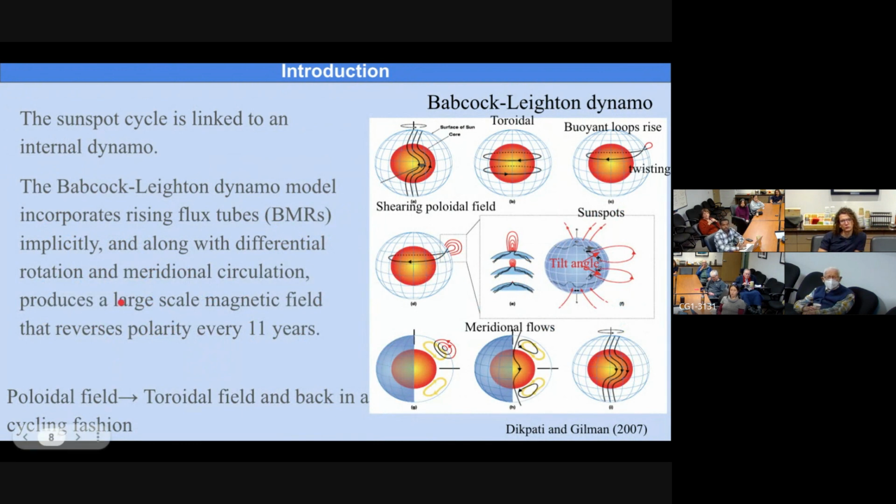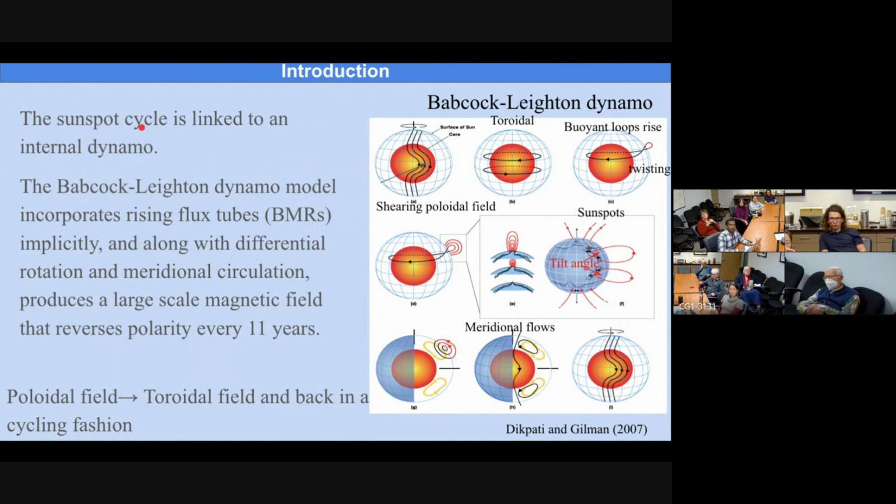Now, let's see the Babcock-Leighton solar dynamo. This is the paradigm leading to determine the magnetic cycles and the solar dynamo, actually, the Babcock-Leighton dynamo. The sunspots that we have seen emerging to the surface are connected or linked to the internal dynamo. As we can see here, this is the poloidal field, and it is sheared by the differential rotation, and the toroidal field is created due to the differential rotation.